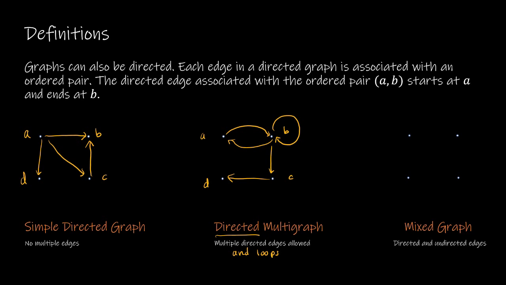A mixed graph is a graph that allows for both directed and undirected edges. So again, depending on the situation that you're modeling with the graph, you might have A goes to B and B goes to A, but A and D are connected with an undirected edge, and D and C are connected with an undirected edge. Now, a mixed graph, again, can also have a loop. So here are 3 more examples: simple directed, directed multigraph, and a mixed graph.